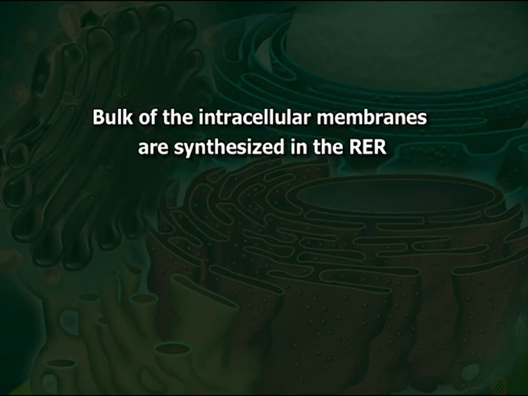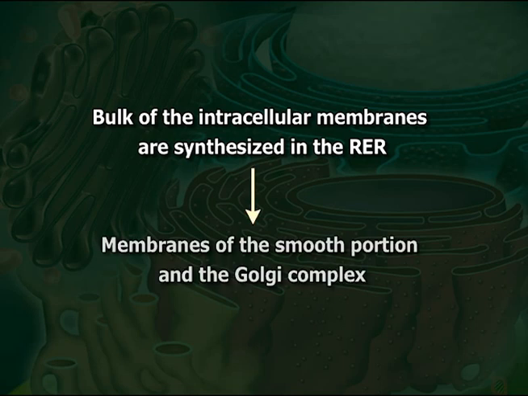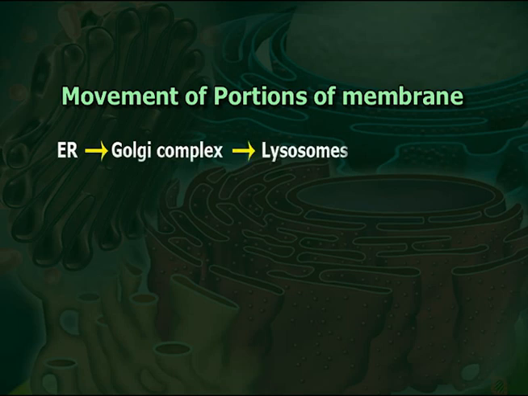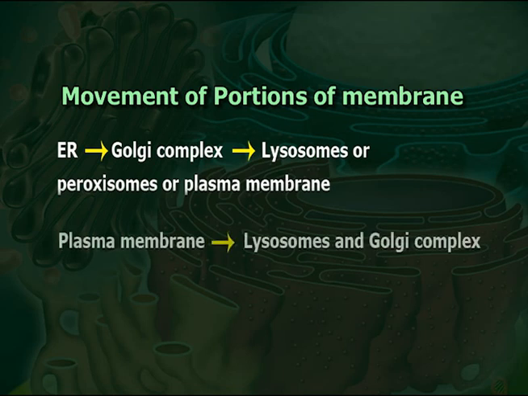Bulk of the intracellular membranes are synthesized in the RER and then transformed into the membranes of the smooth portion and the Golgi complex. The portions of membrane move in two general directions. 1. From the ER through the Golgi complex to the lysosomes or peroxisomes or plasma membrane, and 2. From the plasma membrane to the lysosomes and Golgi complex. These movements represent a dynamic process. The membrane is recycled back and forth between the cell surface and the interior.